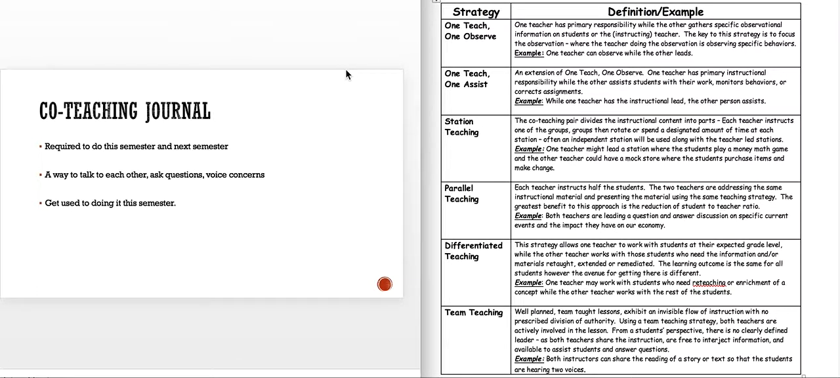The last aspect of co-teaching that we really want you to participate in, both the cooperating teacher and the teacher candidate, is the co-teaching journal. You're going to be required to do this both in your methods classes and also during your clinical practice. It's a way to talk to each other, to ask questions, to voice concerns, but sometimes when you're both up there teaching, you're not able to do that right away. So the journal is going to be a way to kind of communicate back and forth. Get used to doing this during the fall semester, and in the spring it will become really easy and second nature for you to be able to share thoughts back and forth between the two teachers.